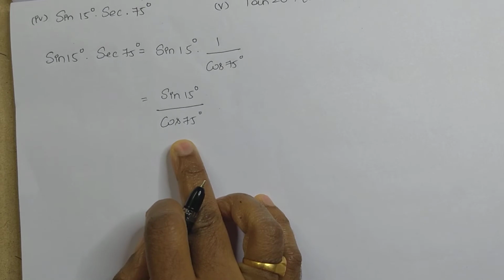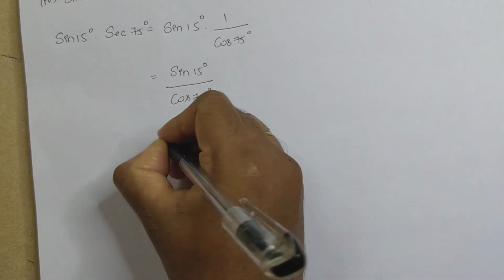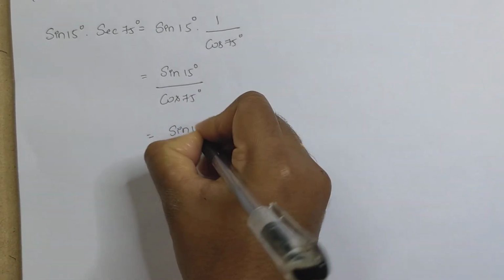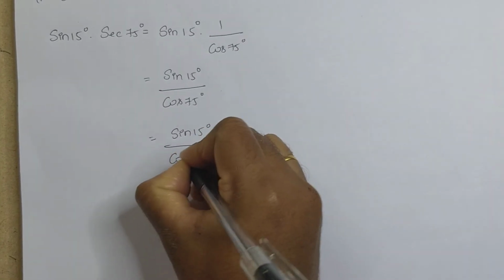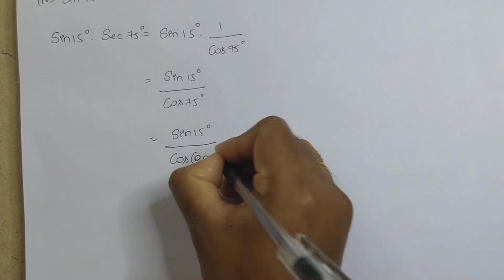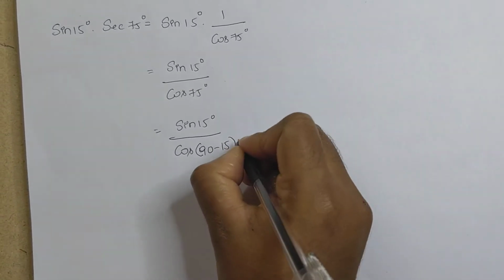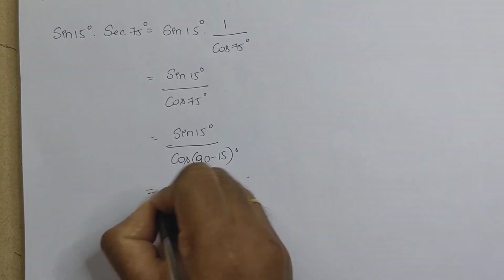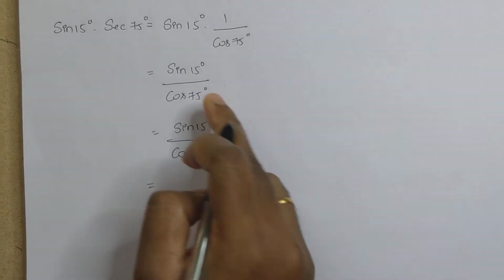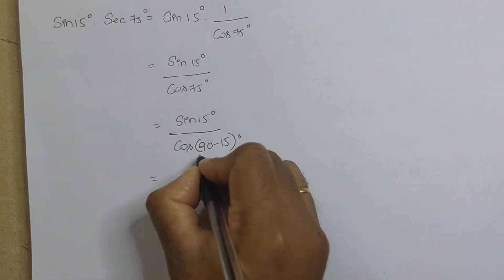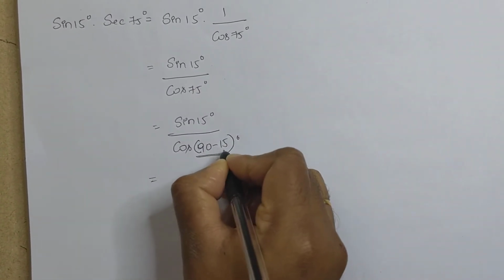Correct? So in the next step, what will I do? Sine 15 degrees divided by, can I write this 75 as 90 minus 15? Can I write it? Yes. So cos of 90 minus 15 is cos 75 only. 90 minus 15 is 75. So this is in the form of cos of 90 minus x.